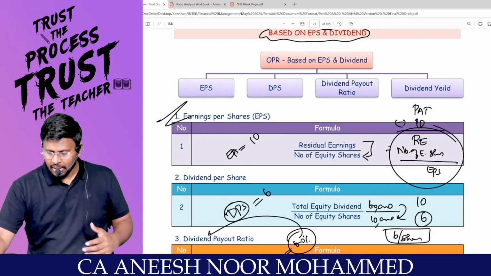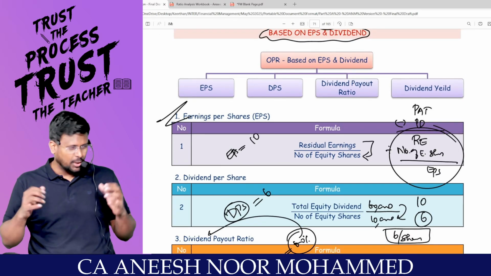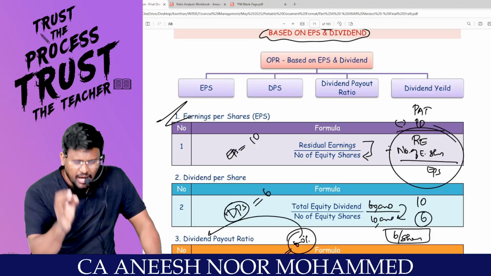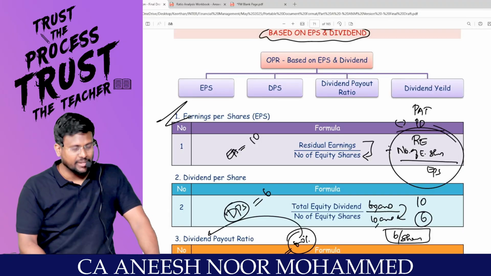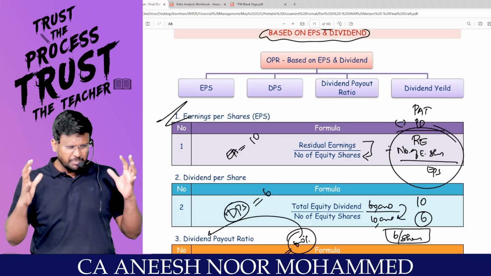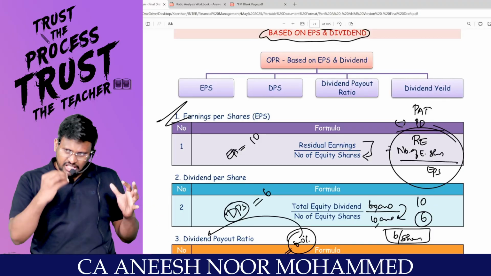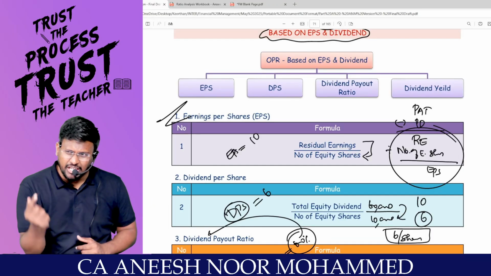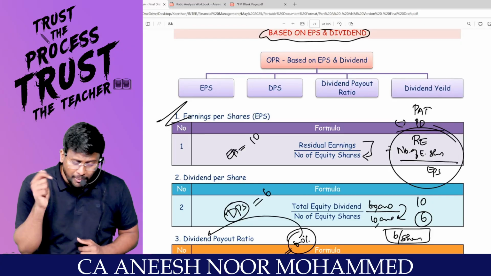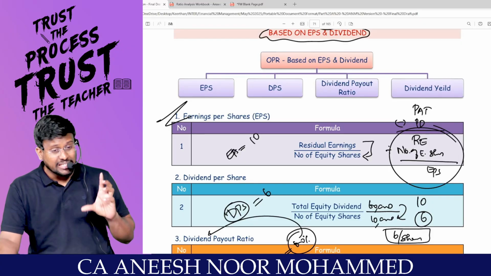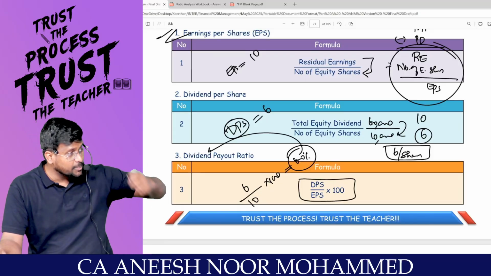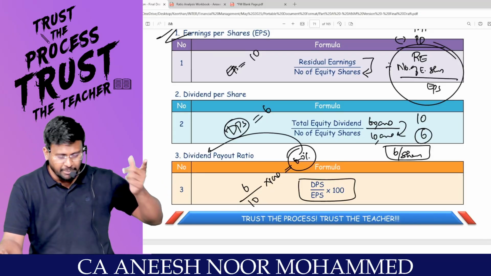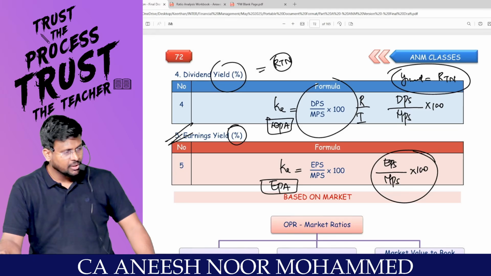Companies having residual earnings: for every shareholder, every share earned how much is what the EPS. Sir, this much I gave as dividend. For this number of shares, every share earned, how much dividend is what the DPS. What is the relationship between out of 10 rupees earned, if I distribute 6 rupees, the company is having a dividend payout ratio of 60%.